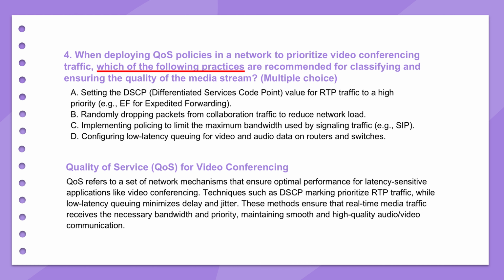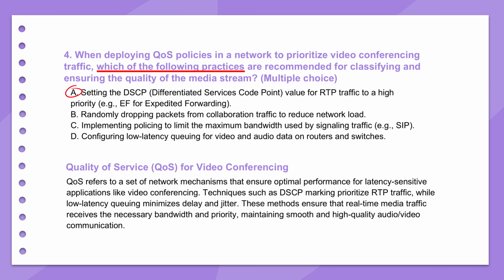Classification. That means marking the packets. Exactly. You need to set the DSCP value, the differentiated services code point, on the RTP media packets to signal high priority. And there's a specific code for voice and video. Yes, the standard recommendation is expedited forwarding, or EF. Think of it like a VIP tag for packets. It tells every router and switch, handle this one first and fast.